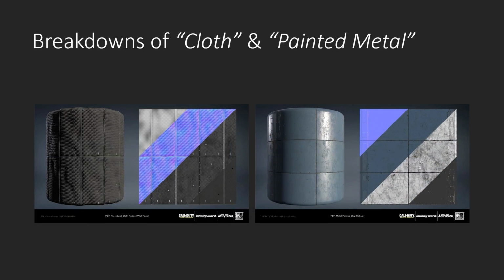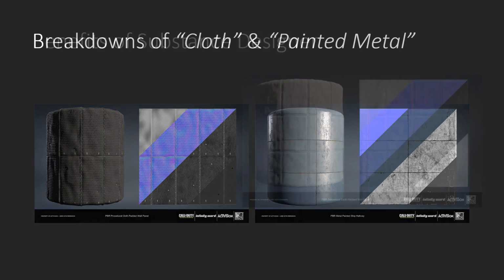These are the two materials we'll be doing a breakdown of: this cloth padded wall here on the left, and the painted metal flooring on the right.